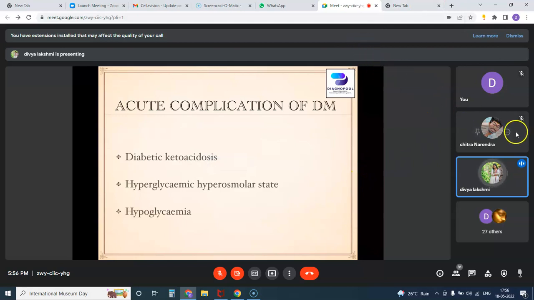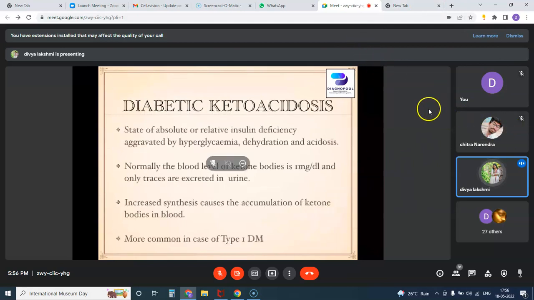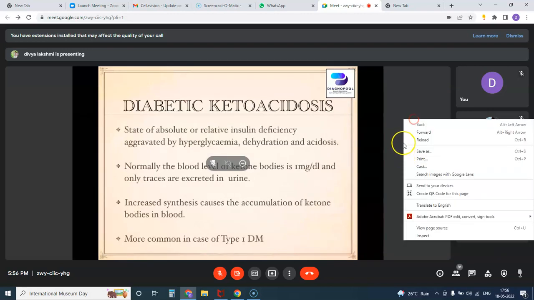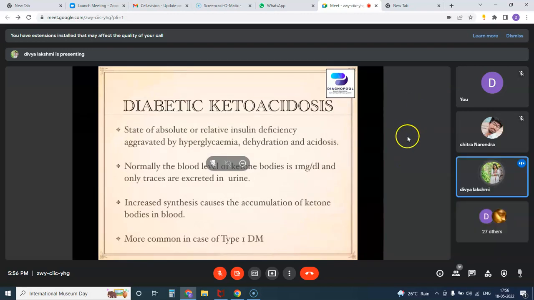What is this diabetic ketoacidosis? This occurs in type 1 diabetes. What happens in type 1 diabetes is that complete absence of insulin can cause high blood sugar. At the same time, they will have acidosis, that is increased ketone body production in the blood, and it can be excreted in the urine. What is our role in that? We have to identify in the urine whether there is increased production of ketones.